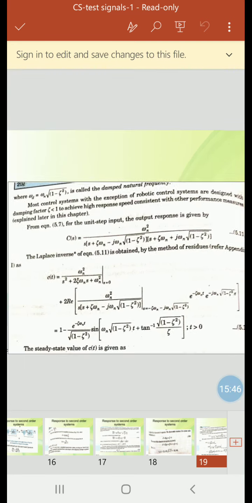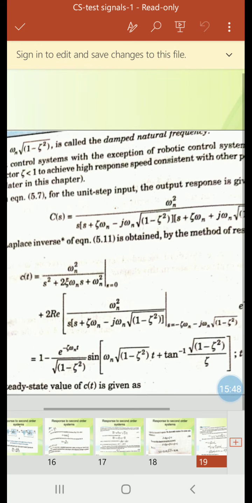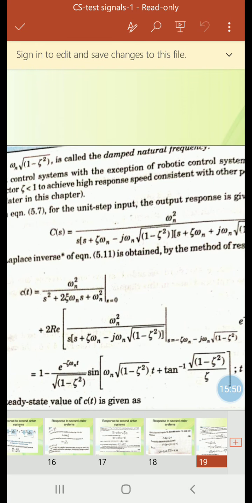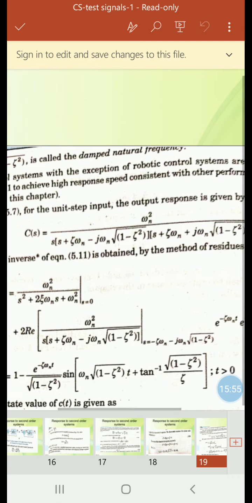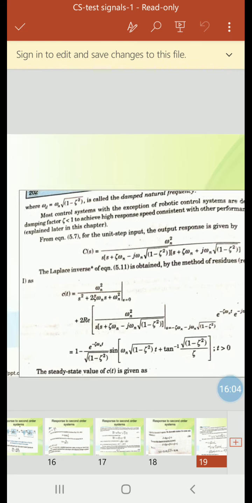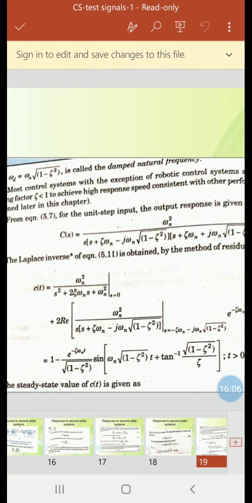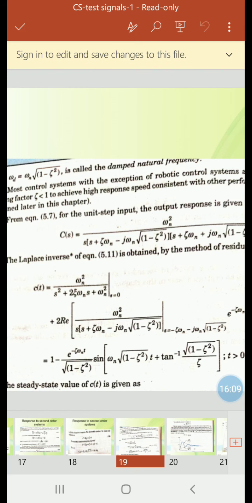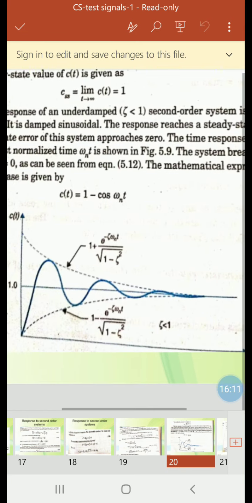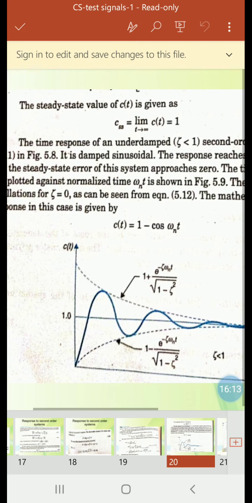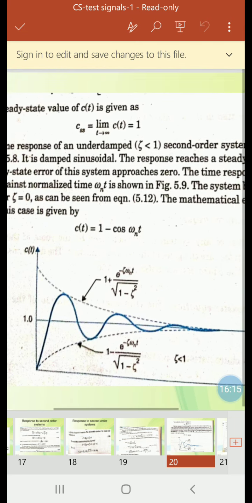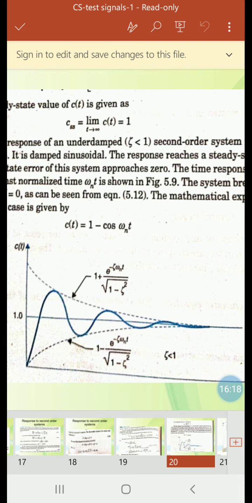Which will come equal to 1 minus e raised to minus damping factor omega n t by root of 1 minus damping factor square sine into bracket omega n into root of 1 minus damping factor square into t plus tan inverse root of 1 minus damping factor square by damping factor, t greater than 0. The steady state value of C of t is given as C SS is equal to limit t tends to infinity C of t is equal to 1.